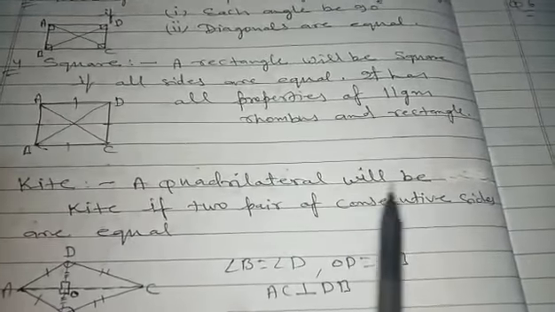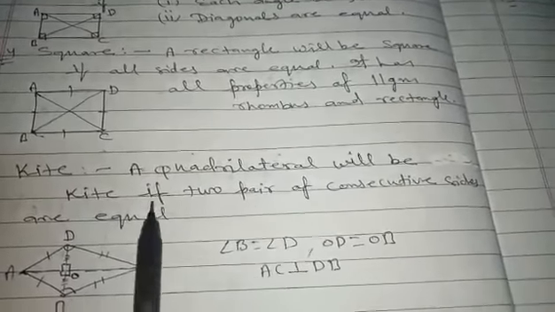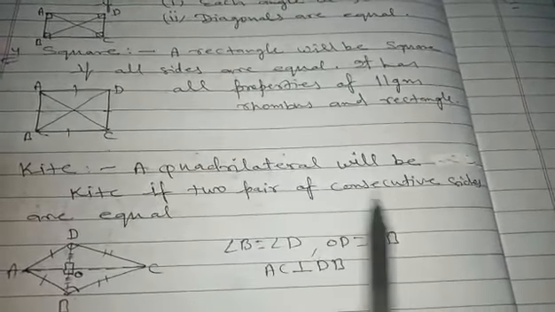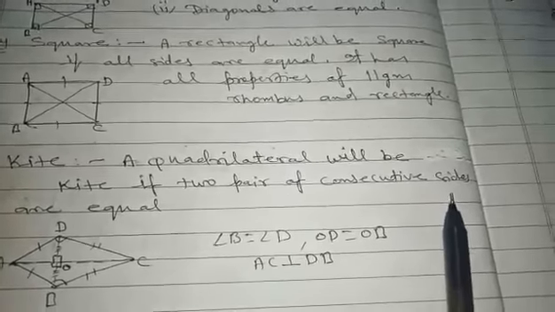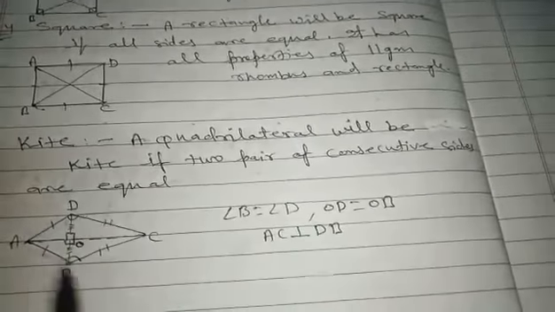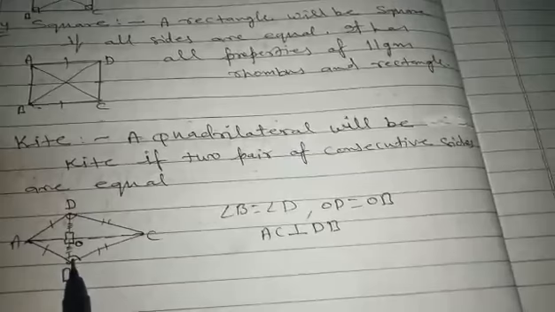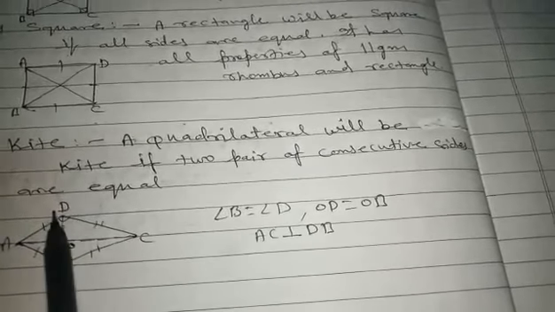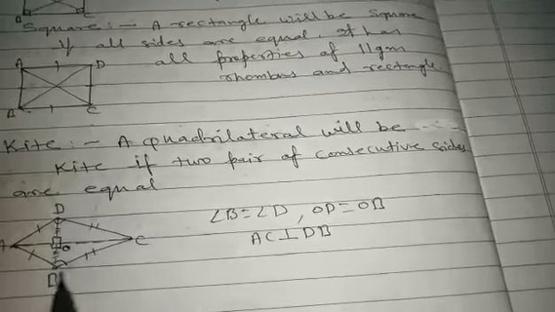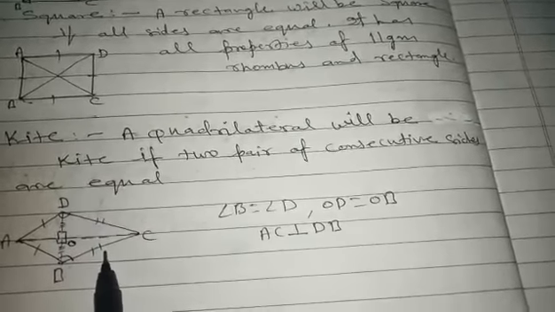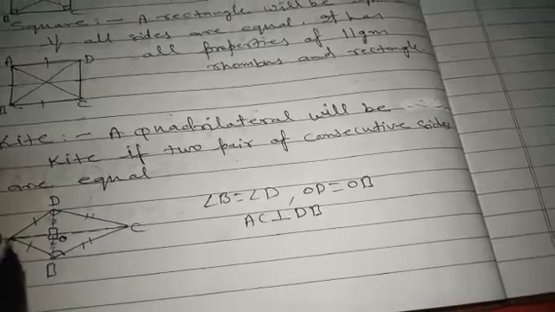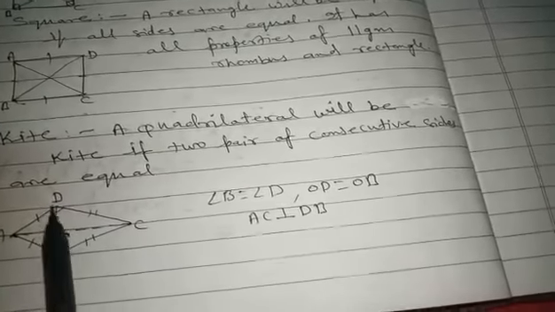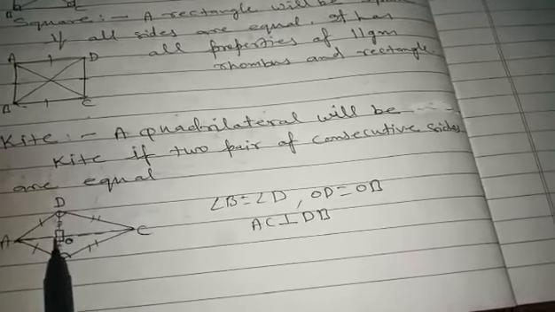Now next you see kite. A quadrilateral will be a kite if two pairs of consecutive sides are equal. You can see in this figure AB and AD are consecutive sides, they are equal. CD and BC are consecutive sides, they are also equal. Its diagonals are perpendicular to each other.